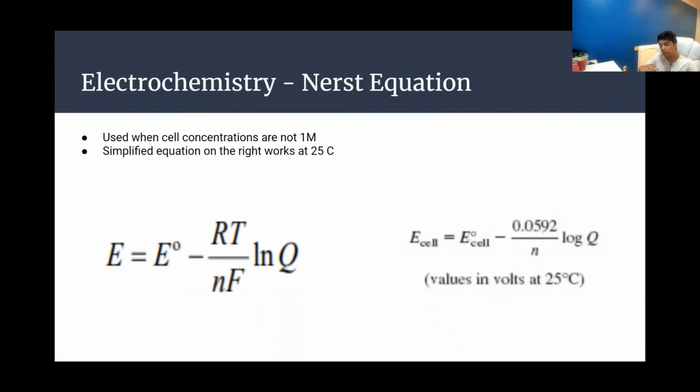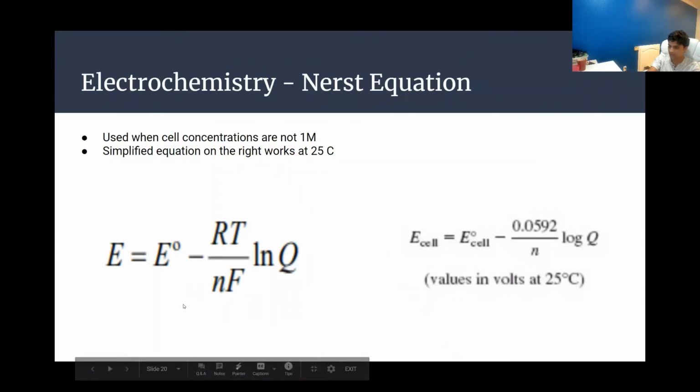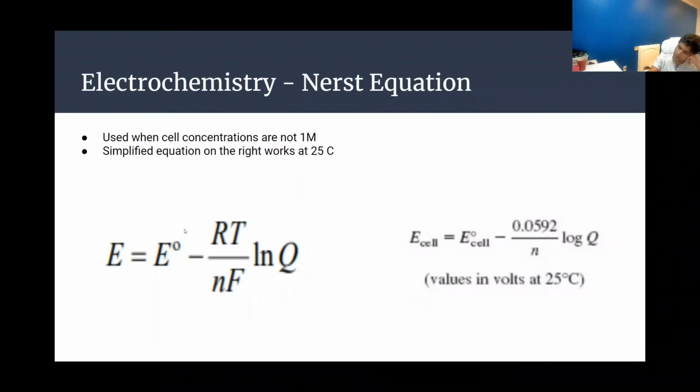So, moving on to electrochemistry. Let's go. The Nernst equation is used when cell concentrations are not 1 molar. That's why you have this reaction quotient to account for it. This is Faraday's constant, n is the moles of electrons in the balanced reaction, 8.314 is the gas constant, T is temperature in kelvins, and this is your standard electric potential. Just plug it in and get your E. This is simplified at 25 Celsius.